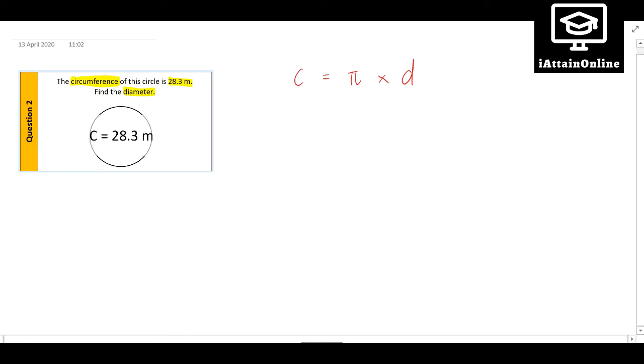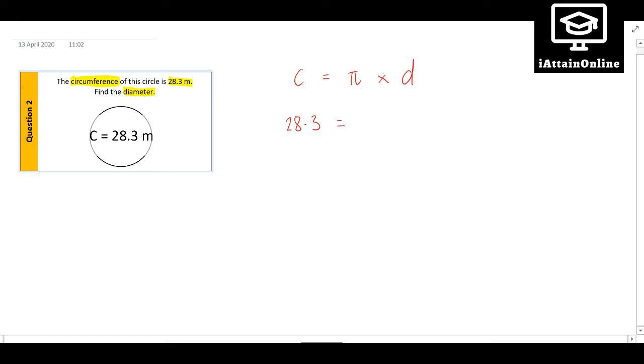That's it for the first example. Okay, let's do another example. This time you are given a circle and you are told what the circumference of that circle is. So I'm just going to start with the same formula, circumference equals pi times diameter. Now again, we're being asked to find the diameter here, and we're told that the circumference is 28.3 meters. So I'm just going to substitute into the formula the information that I've been given. We know that the circumference of this circle is 28.3 meters.